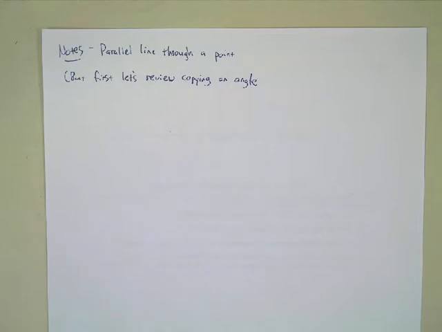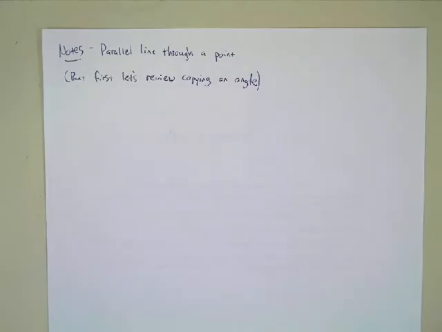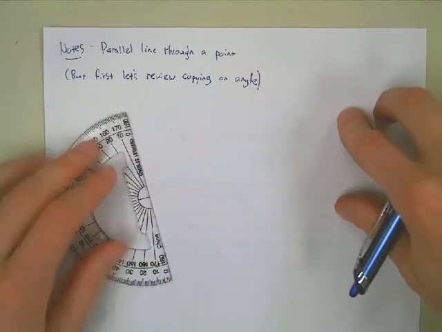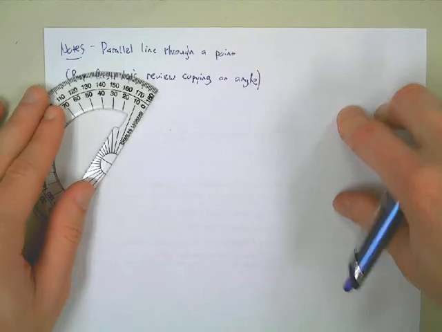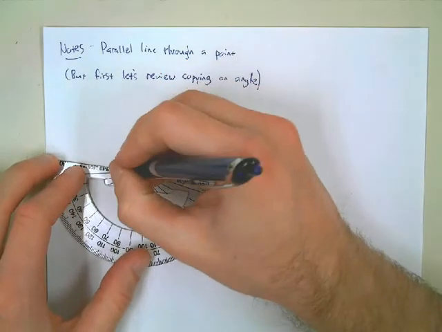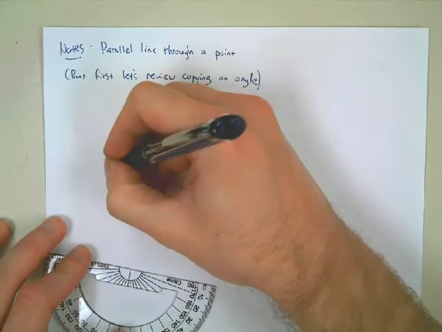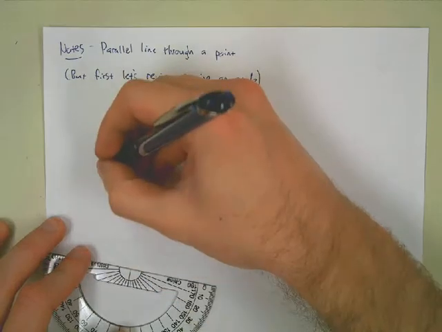So the goal here is to eventually look at drawing a parallel line through a point. But first we're going to review copying an angle, because copying an angle is actually very similar to what we're going to be doing for this other one I wanted to show you. So let's start by just drawing an angle. I'm going to draw a nice acute angle here. Like so. And I'll put the vertex of B here, and I'll call this A.